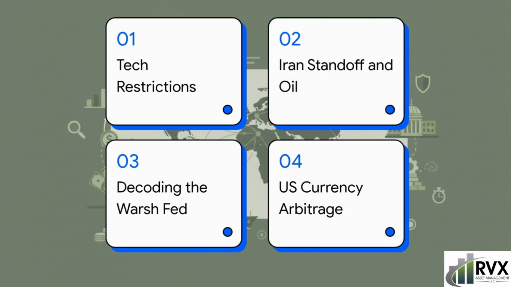To make sense of everything, we've got an agenda with four main thematic pillars for our journey today. First, the history of tech restrictions. Then, we'll look at the Iran standoff and oil. Third, decoding the Warsh Fed. And finally, the U.S. currency arbitrage.